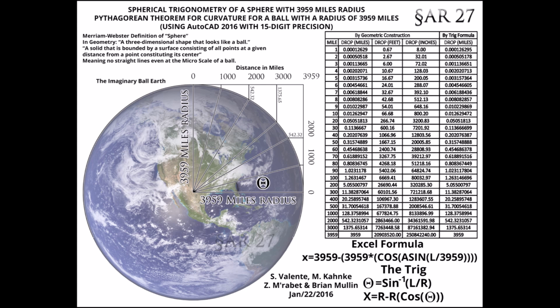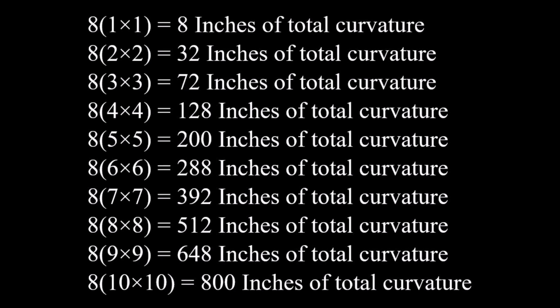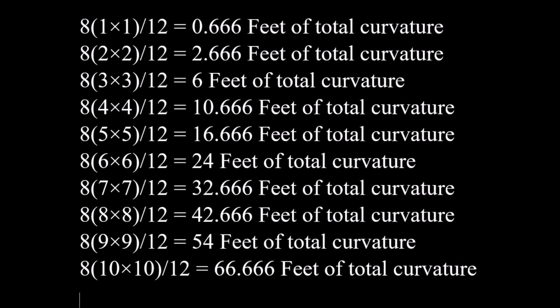Simplifying the formula for determining curvature to 8 inches per mile, inversely squared to the distance, he was able to calculate and showed in a table the rate of curvature as it crosses 10 miles in inches and feet.